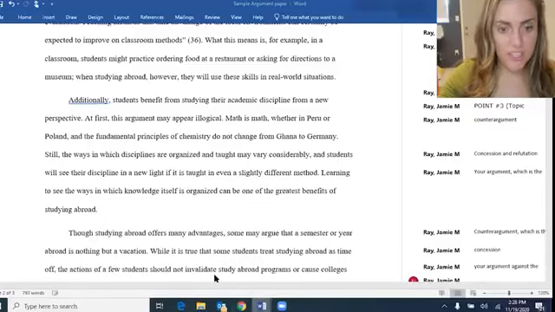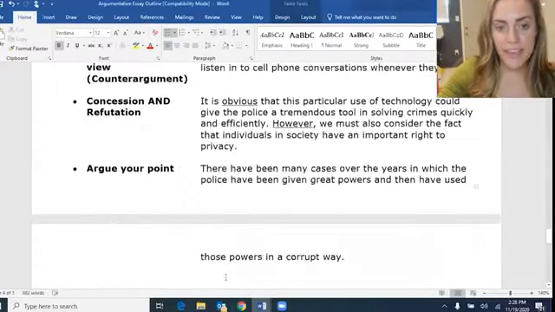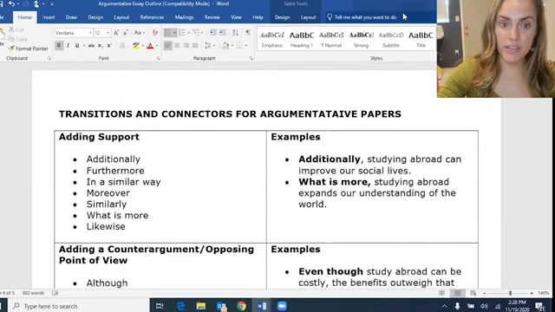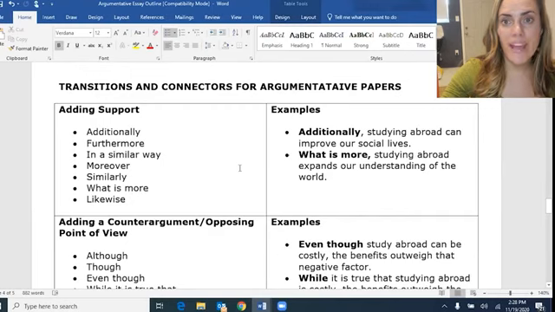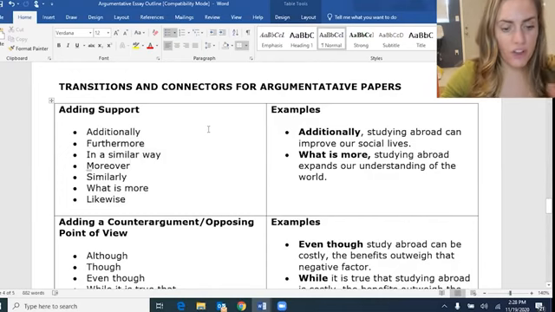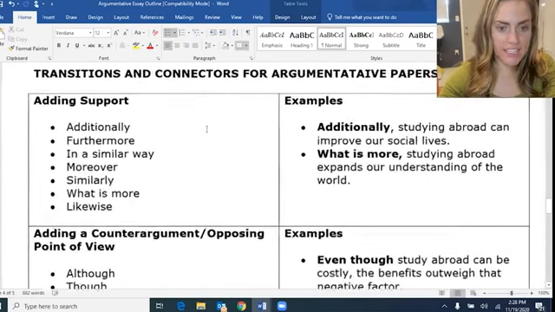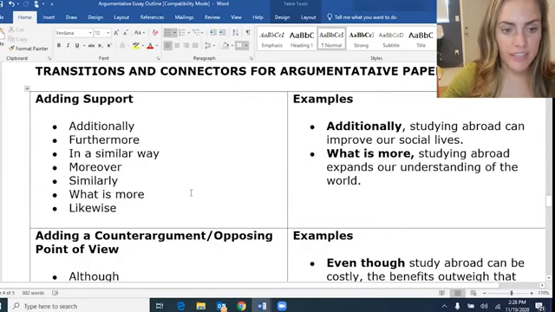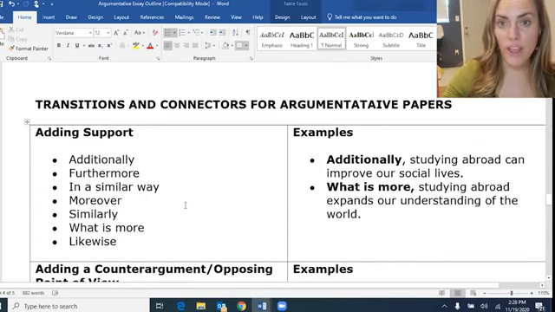And that's what these transition words and phrases are for. So I have some of those nice transition words here that I want to show you. These are the ones that you might see often in argumentative papers, okay? So when you want to add support for your argument, you can use any of these words right here. Additionally, furthermore, in a similar way, moreover, similarly, what is more, or likewise.